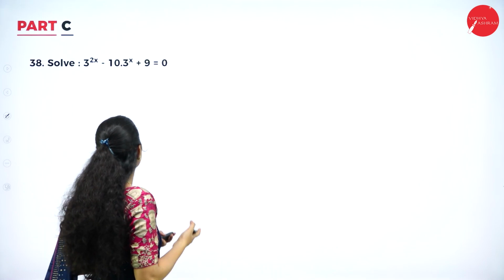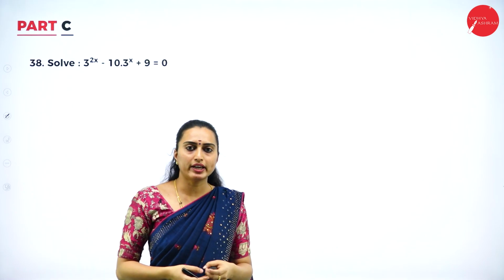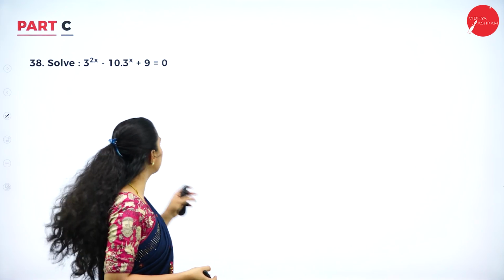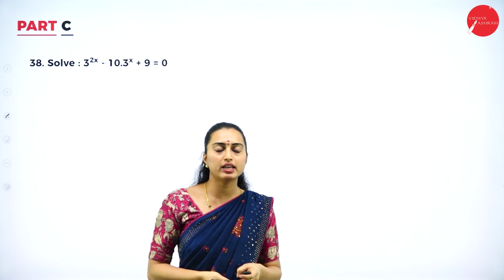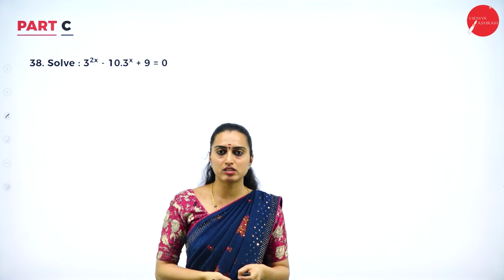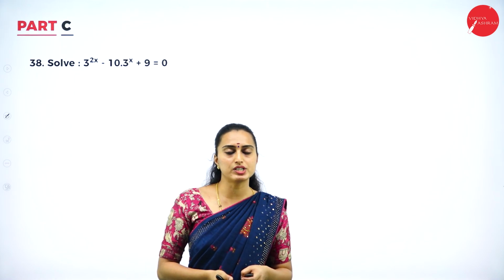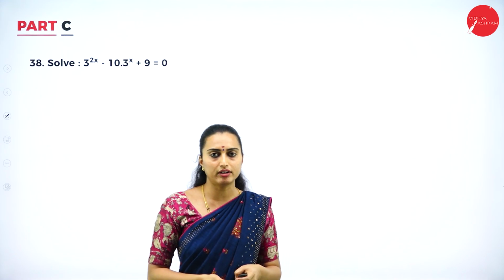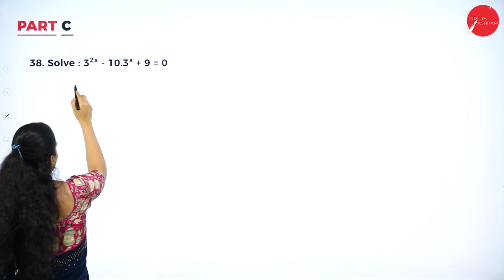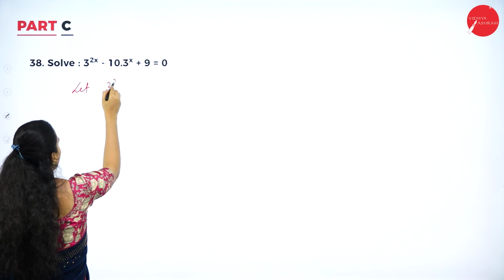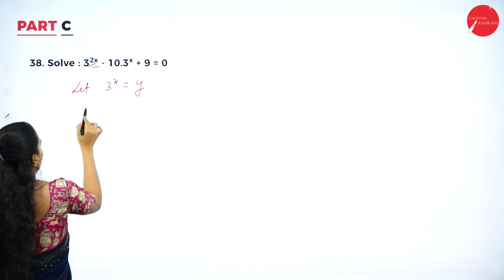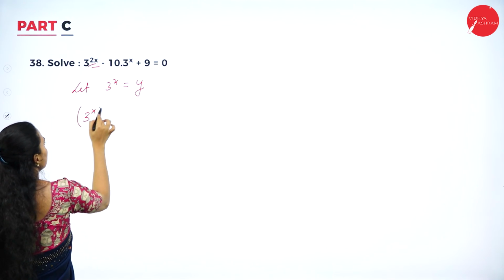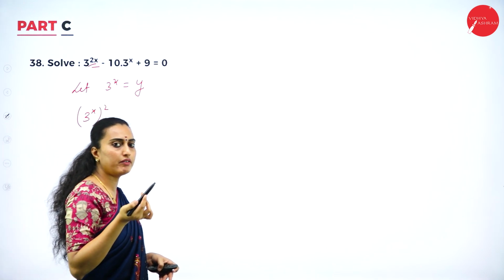What they have asked. Solve 3 power 2x minus 10 into 3 power x plus 9 equal to 0. This is again from the theory of indices only, because they are going to ask 2 questions from theory of indices for 3 marks. Now let me take it as what? Let 3 power x is equal to y. Now I can write 3 power 2x as 3 power x whole squared, because anyway I can multiply the powers, isn't it?